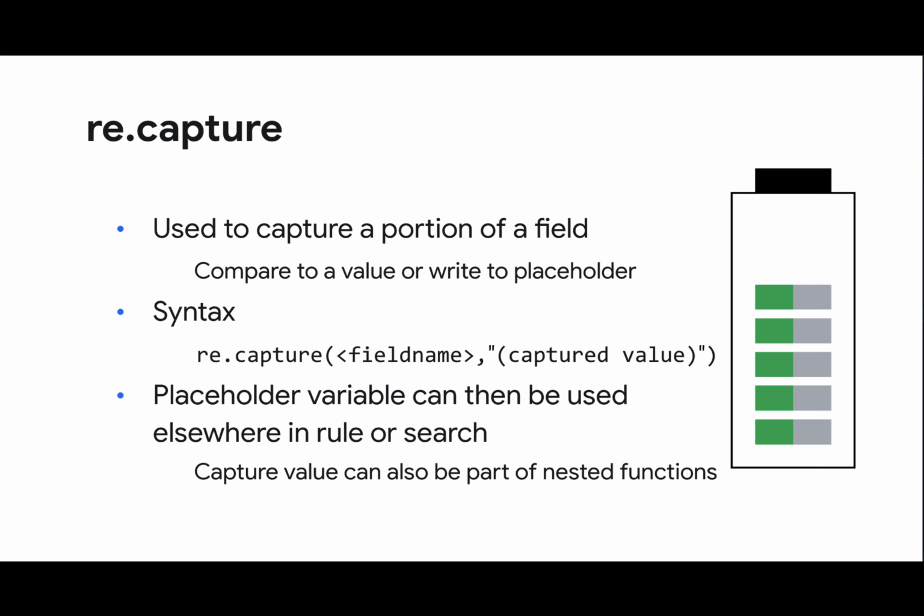re.capture provides us a way to extract a portion of a value within a field and compare that portion to another value or write the captured value to a placeholder or outcome variable that can be used elsewhere. The syntax for re.capture will generally be a field name followed by the expression that we are trying to match, and within that expression there will be a parenthesis that will denote what is being captured. For those not very familiar with this, don't worry, we'll walk through an example. Like other functions, the capture value can be nested and used with other functions. Let's take a look at this in action.